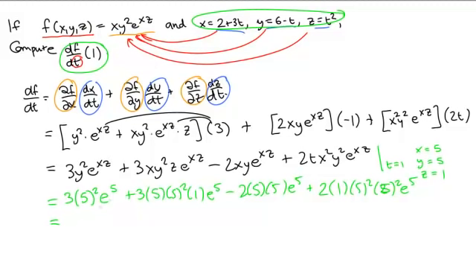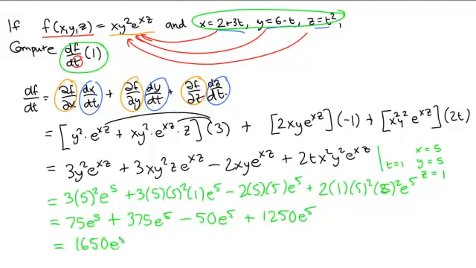Well, here we're going to have 3 times 25, or 75 e to the 5. Next, 3 times 5 times 25 is 375 e to the 5. Next, 2 times 5 is 50 e to the 5. And then we have 2 times 5 times 5 times 5 times 5, which is 1,250 times e to the 5. So if we combine these values together, we get a grand total of 1,650 times e to the 5. And so there would be our derivative evaluated at the point 1.